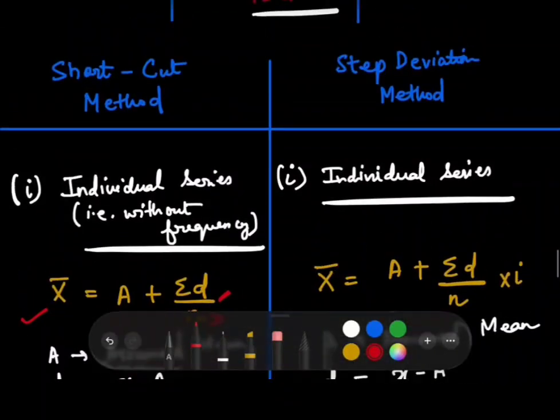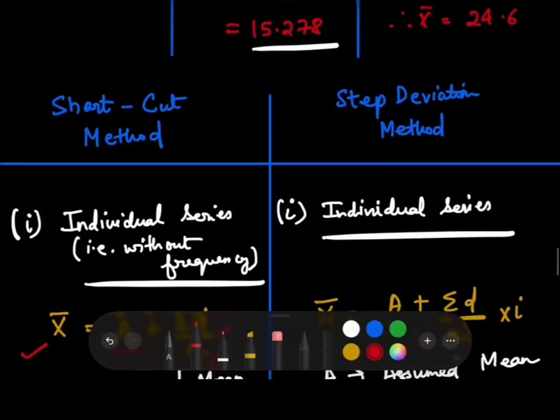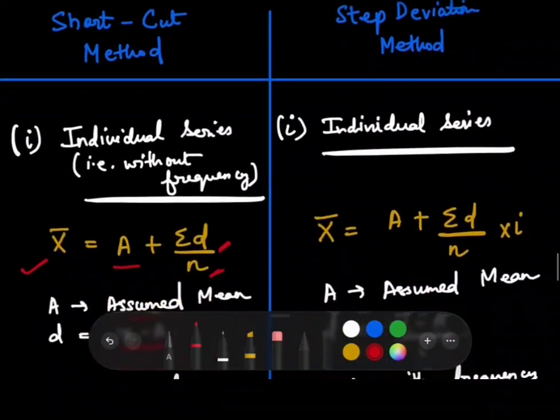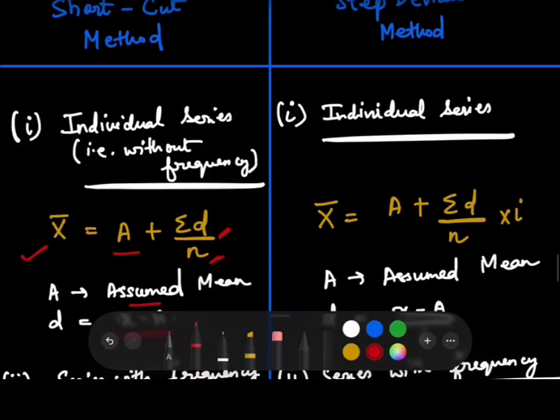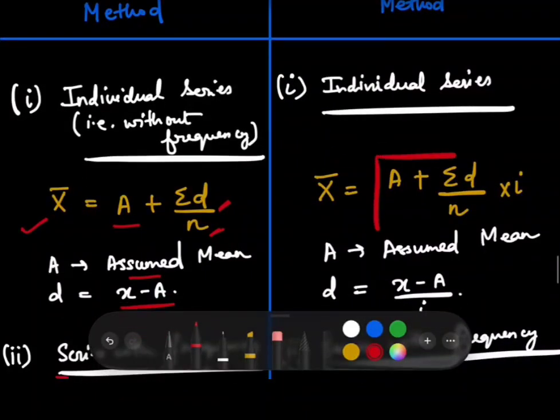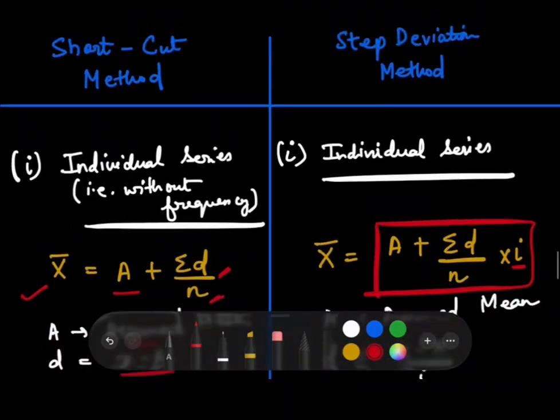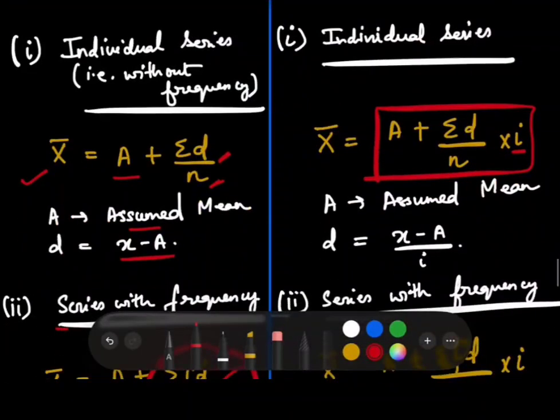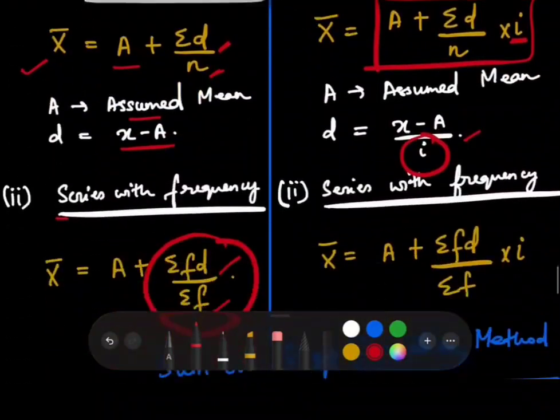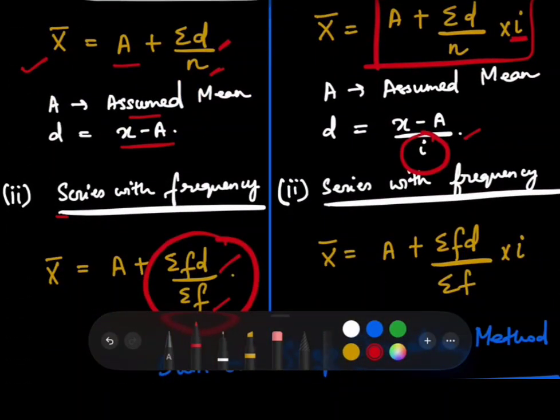Now, step deviation method. In case of step deviation method, if there is an individual series, that is, no frequency is given, the formula is a plus summation d by n into I. The only difference between the shortcut and step deviation method is this I. Here, a is the assumed mean and d is x minus a by I. This I is present in the step deviation method and not in the shortcut method.